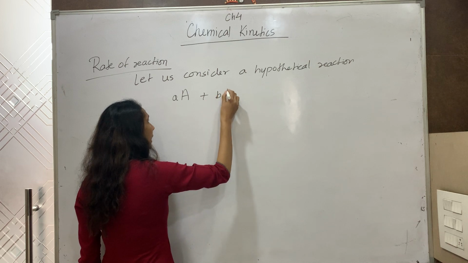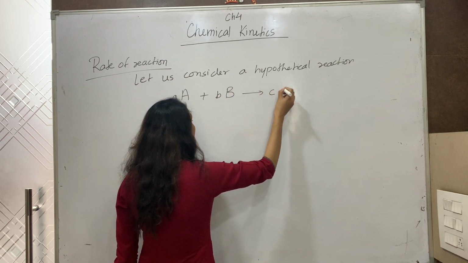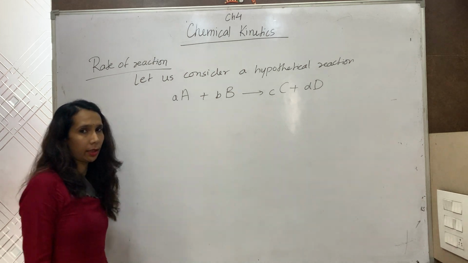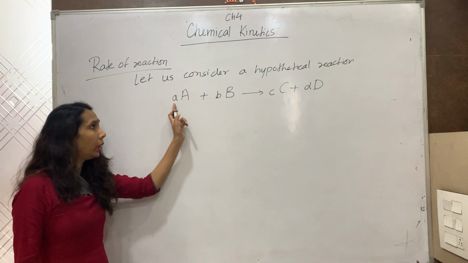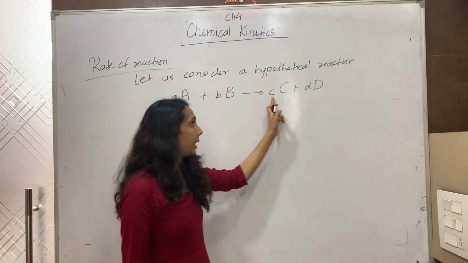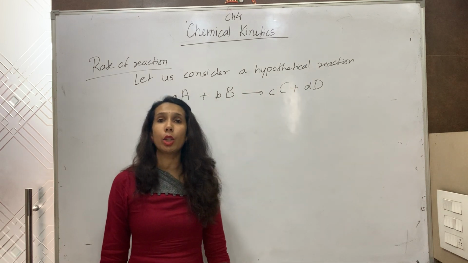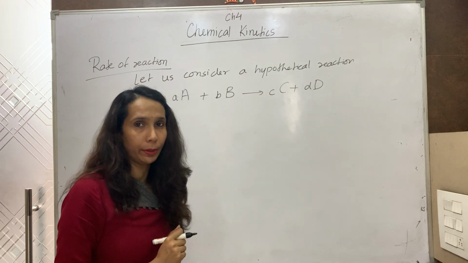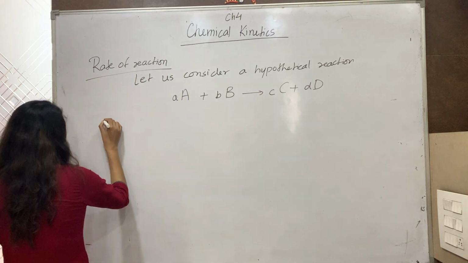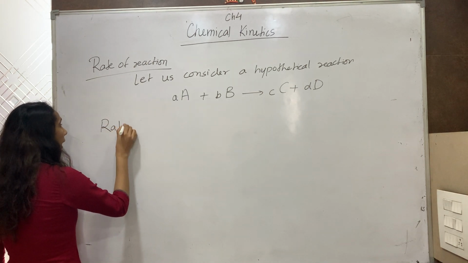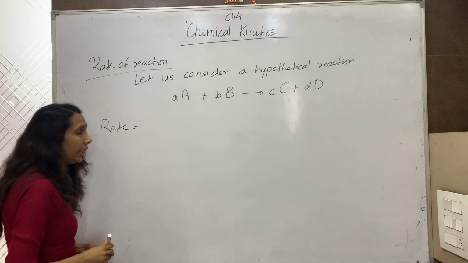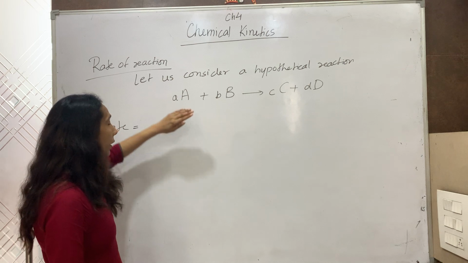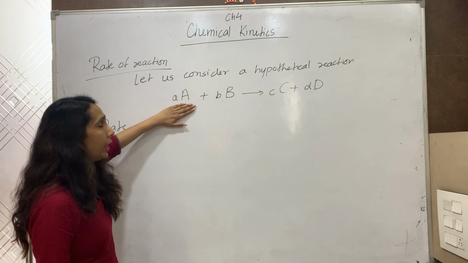Capital A and capital B are the reactants, capital C and capital D are the products, and small a, b, c and d are the stoichiometric coefficients which are used to balance the equation. Now I can write the rate of the reaction in terms of any of the reactants or any of the products.